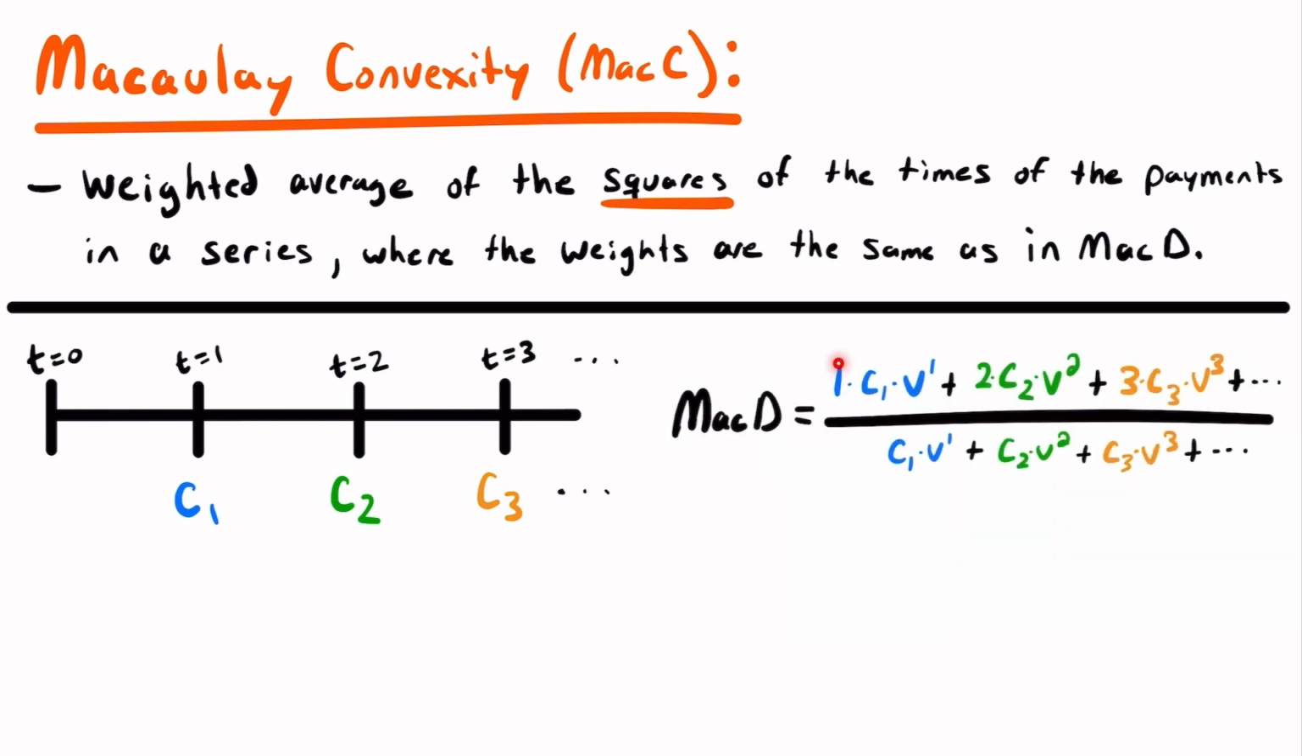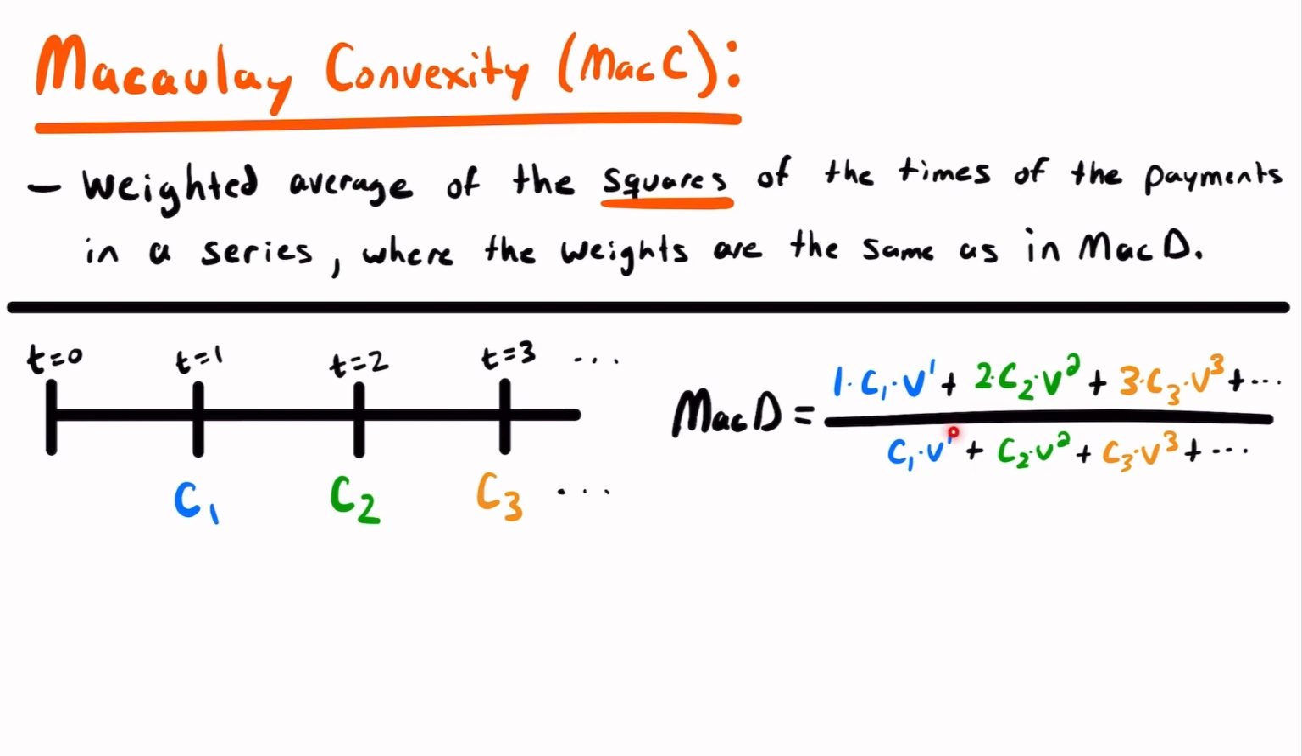It's equal to the time of that first payment multiplied by the amount of that first payment, and then we multiply it by the present value factor to the first power, because that will value that payment at t equals 0. And then we add that to the same calculation, but for the second cash flow, we have time 2 times the amount of the payment at time 2 times the present value factor squared, which brings that payment back to t equals 0. And then we do the same thing for the third cash flow, and so on. And then that's all divided by the present value of all of the cash flows.